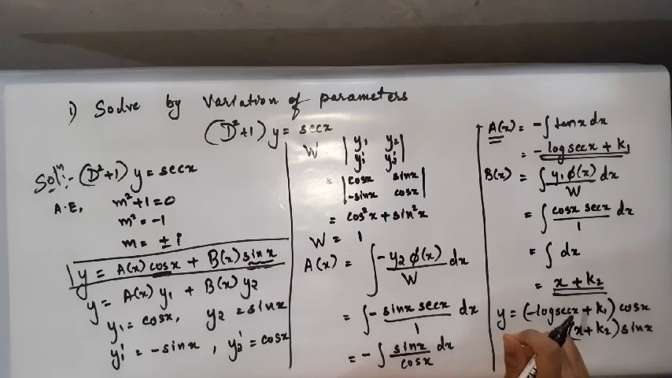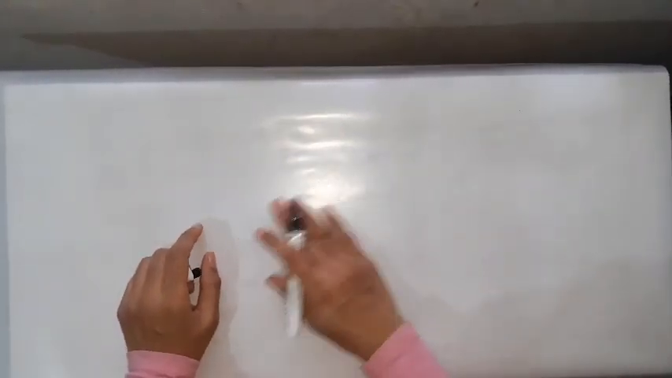Okay, so we'll work one more problem on this. Please follow me. So here is one more problem on variation of parameters, again from the model question paper.